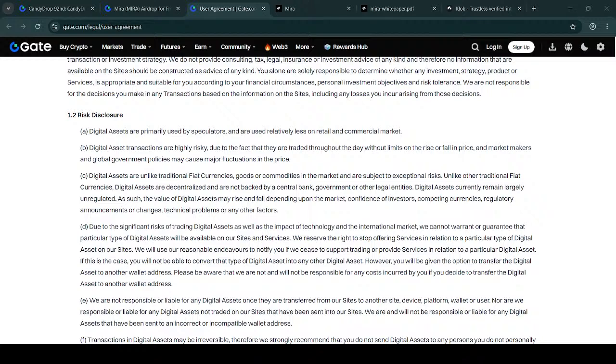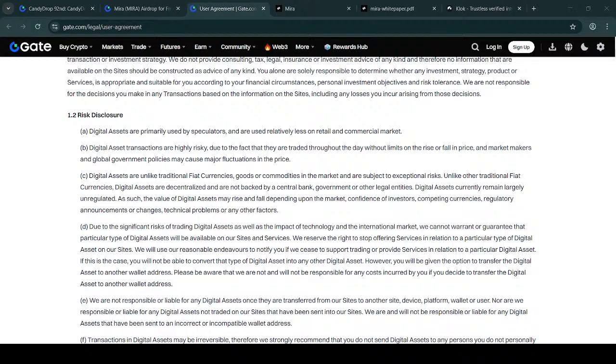So due to the significant risk of trading digital assets and the impact of technology on the institutional market, we cannot warrant or grant that any particular type of digital asset will be available on our site and service.